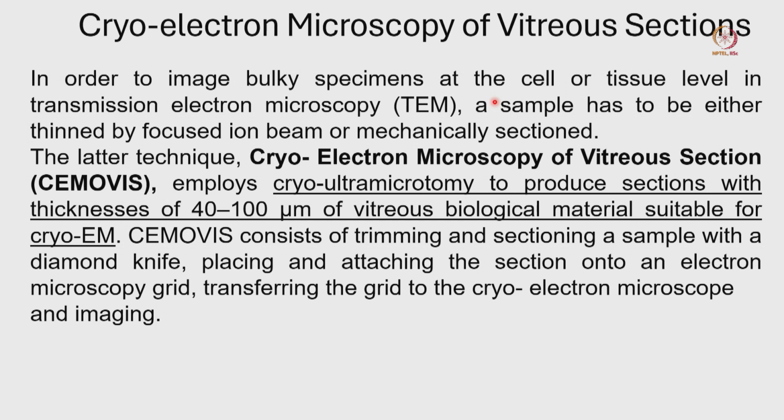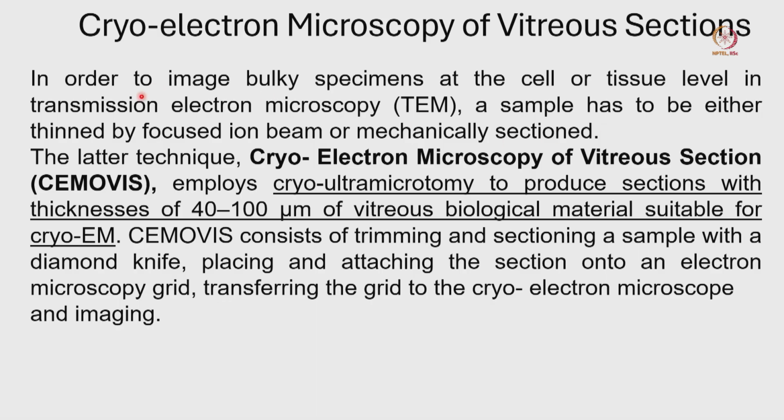One way is that we can use FIB SEM, that is focused ion beam, or mechanical section. For mechanical section you can use a cryo ultramicrotome, or you can do freeze fracture. If you do freeze fracture, you can also break the membrane bilayer and then you can see inside.